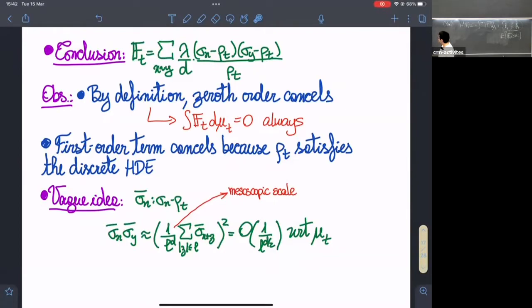So as I was telling you, the zeroth order term cancels, and the first order term cancels because we chose the density rho t in such a way that it satisfies the discrete hydrodynamic equation. So now I'm going to give you, I wrote this vague idea. This is very, very vague, about why having a term of degree 2 is good.